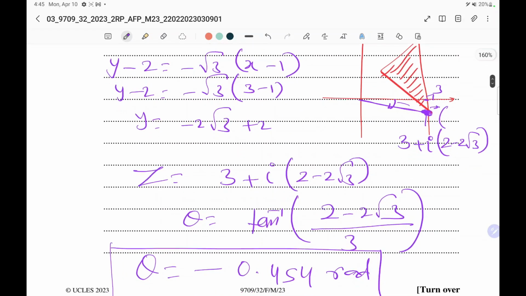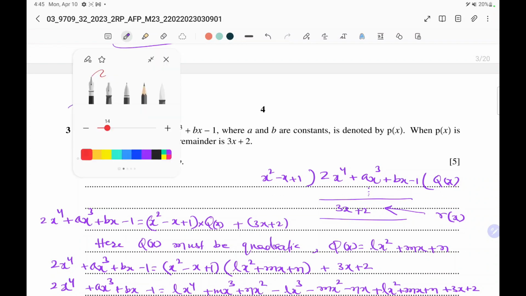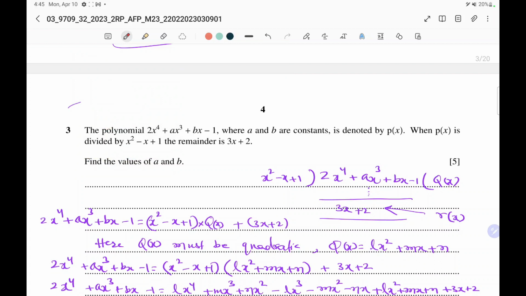Okay, now come to the next question, question number 3. This third question is based on polynomials. 2x to the power 4 plus ax cubed plus bx minus 1, where a, b are constants, is denoted by p(x). And p(x) is divided by x squared minus x plus 1 with this remainder. There is some quotient which I have written as q(x), and the remainder given is 3x plus 2.